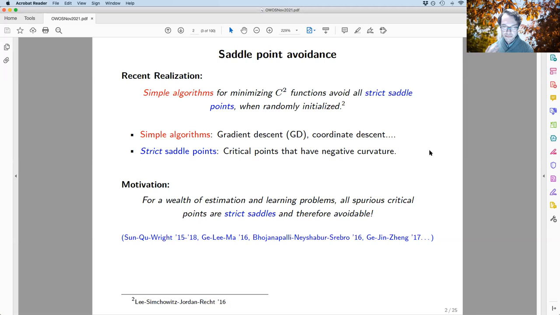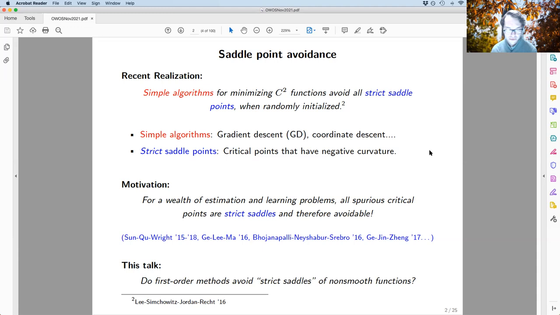Since that time, I've really been trying to think about whether something similar can be shown for non-smooth optimization algorithms. That's the goal of this talk: to try to generalize at least the algorithmic guarantee to non-smooth problems. Generalizing the verification and applications is a separate problem that is also very hard. So that's what we want to talk about today. Do first order methods in non-smooth optimization converge to local minimizers?